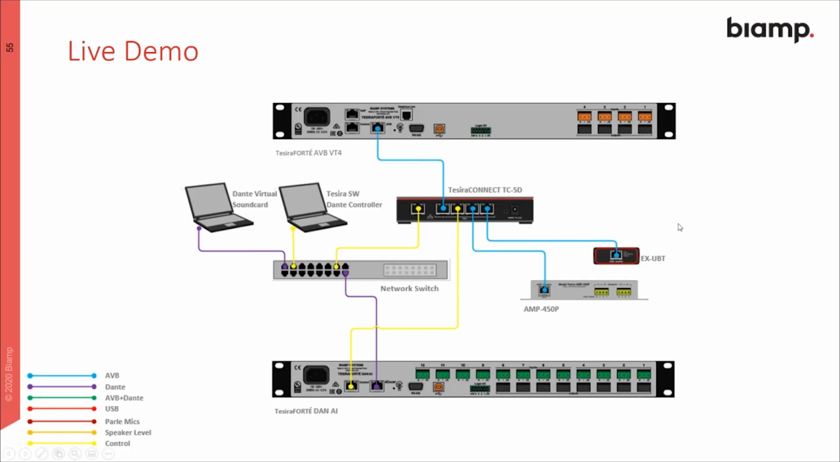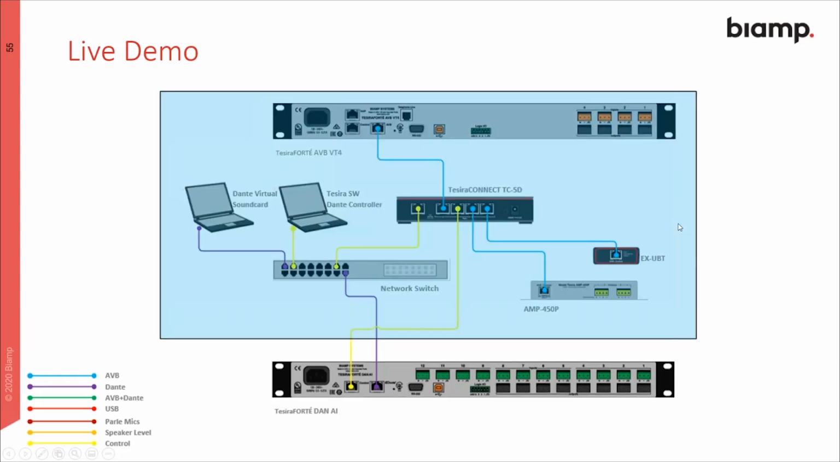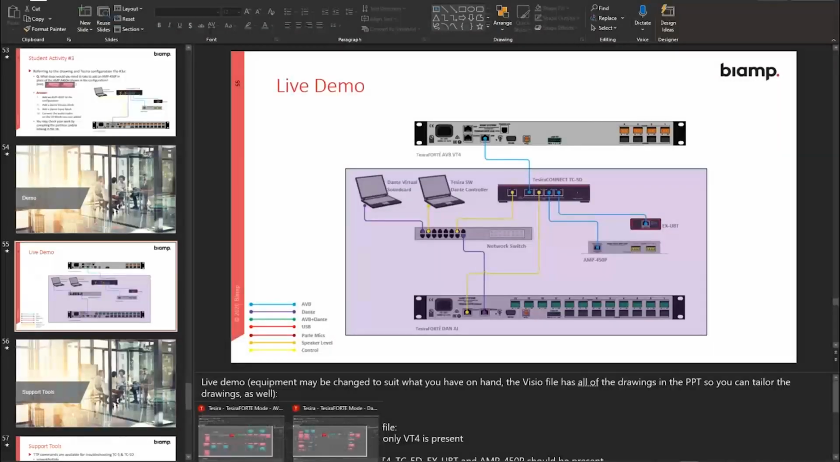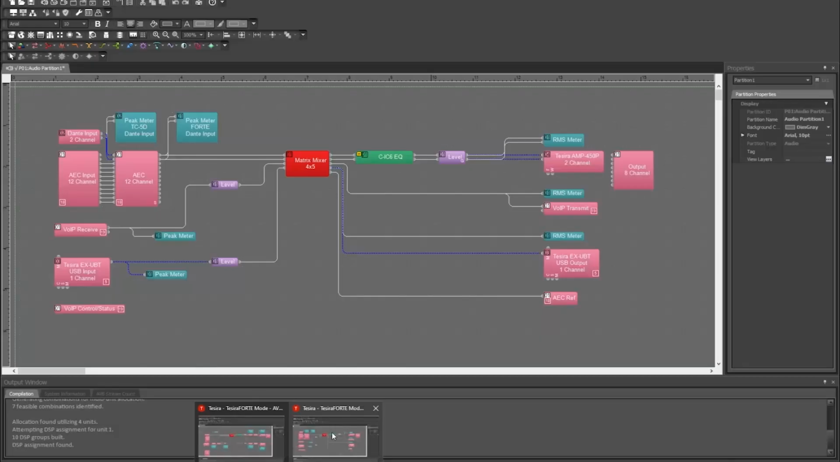So to begin with, we will look at the Tesira AVB system, where I'm going to bring in Dante audio. And in the second one, I will show you a Tesira Dante system where I can add the Tesira AVB expanders, right? So let me get out of here and bring up the first demo, that is a Dante device on an AVB system.